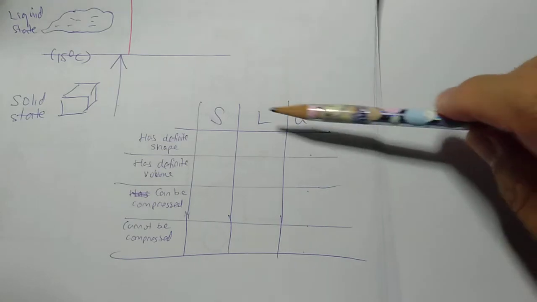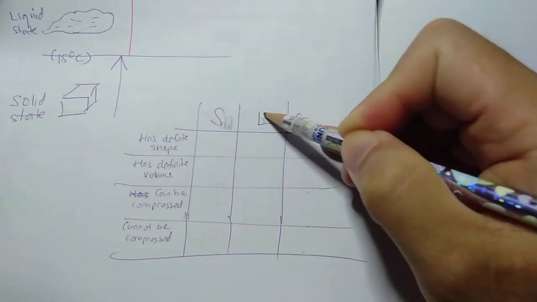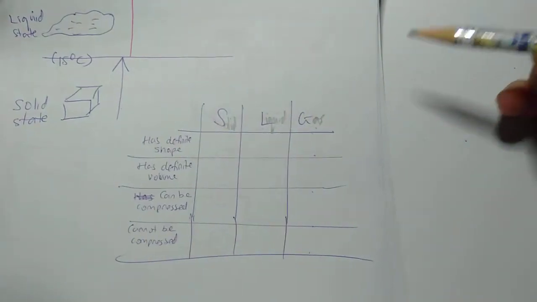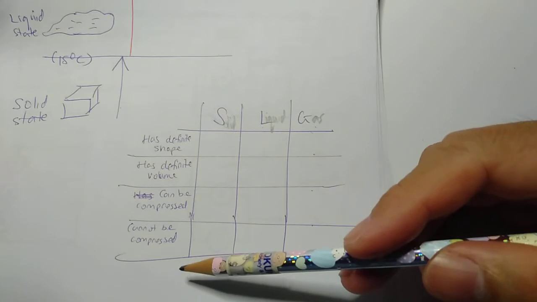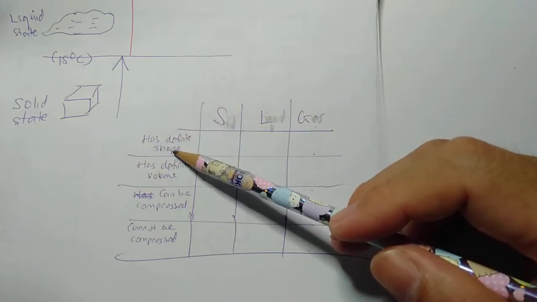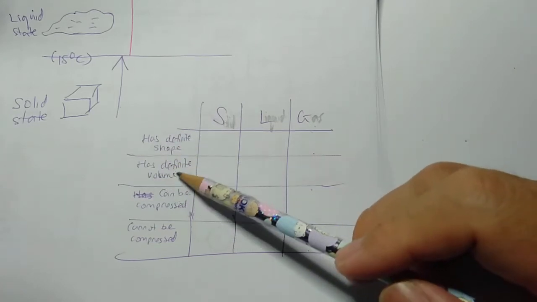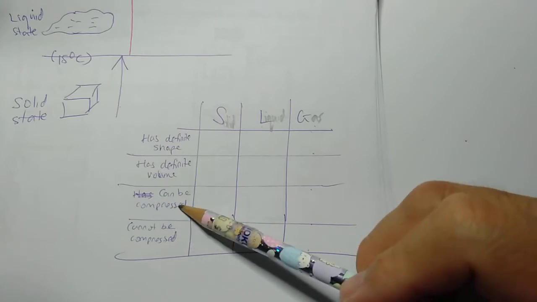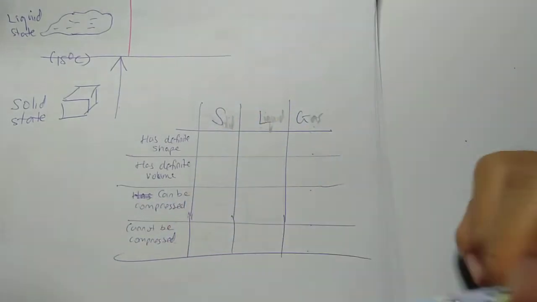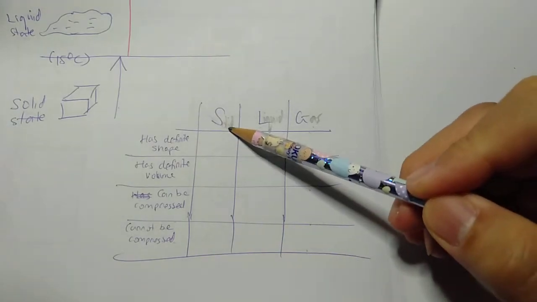Now I'd like you to fill in the blanks. S for solid, L for liquid, G for gas. You may pause to copy this down. On the left hand side, you will see the characteristics of different states of matter. Has definite shape, has definite volume, can be compressed, cannot be compressed. So let's run through our understanding of the different states of matter. So does a solid have a definite shape?